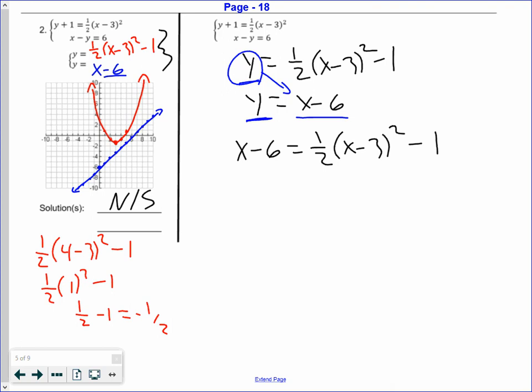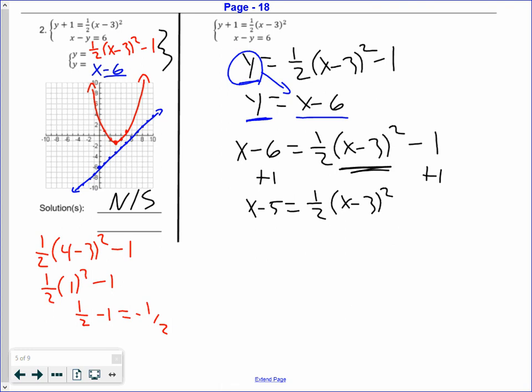All right, so x minus 6 equals 1/2 (x minus 3) squared minus 1. That's what we have. And now we're just going to try to put this into standard form. So we're going to add 1 to both sides because I want to isolate this (x minus 3) squared, so I can actually FOIL it out and put this in standard form a little easier. So I'll add 1 over to get x minus 5 equals 1/2 (x minus 3) squared.